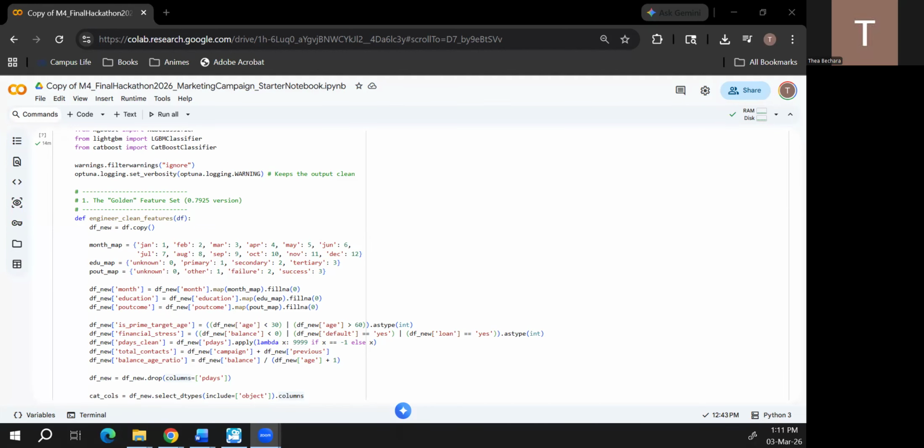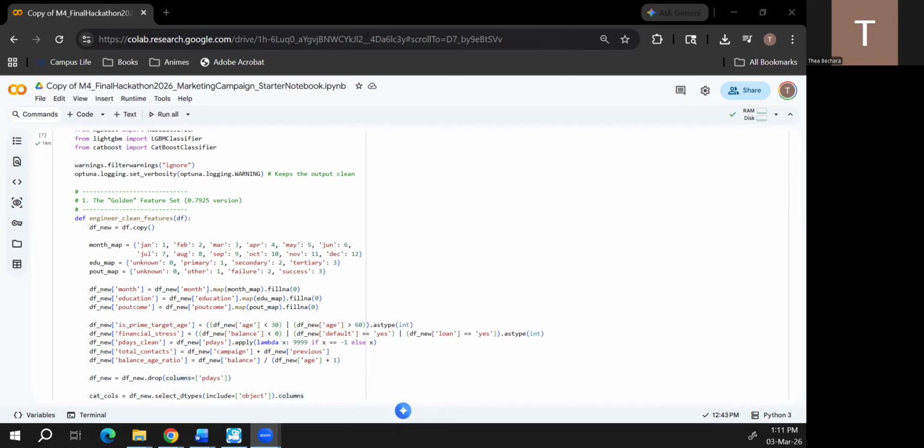Hello. Today I'll be walking through my code for predicting term deposit subscriptions using the bank marketing dataset. I'll break down the four main parts of my modeling pipeline to explain how I maximize performance and then dive into my diagnostic learning curves to prove the model is optimally fitted.